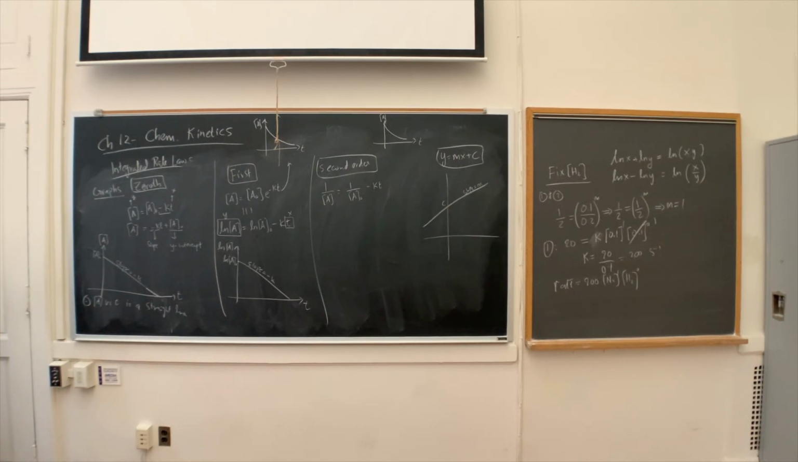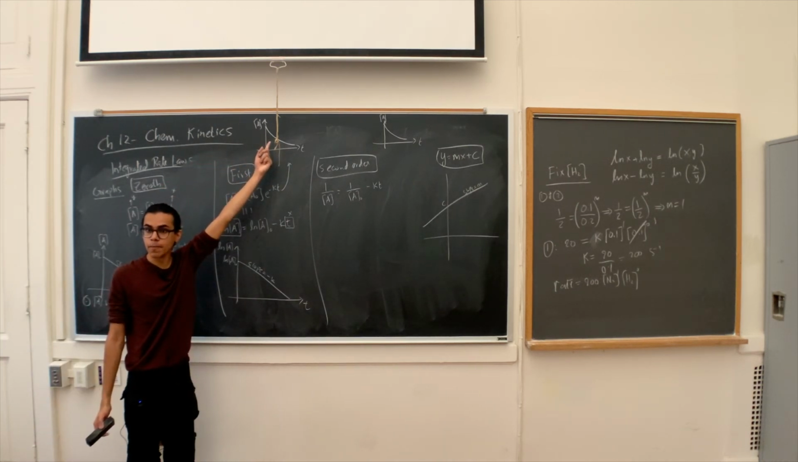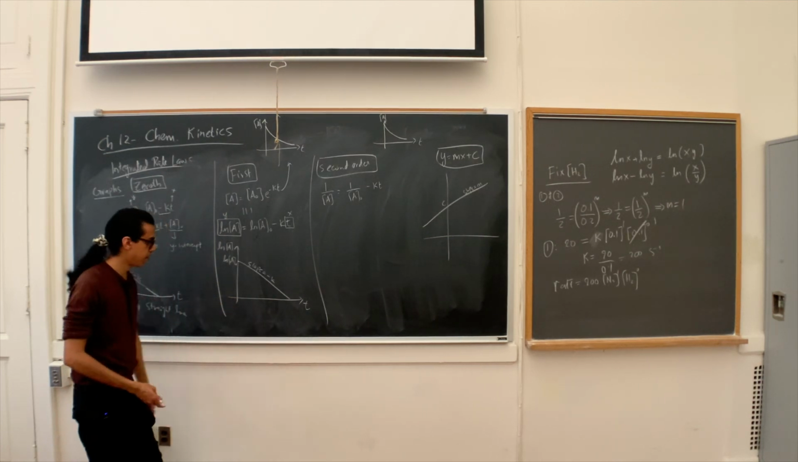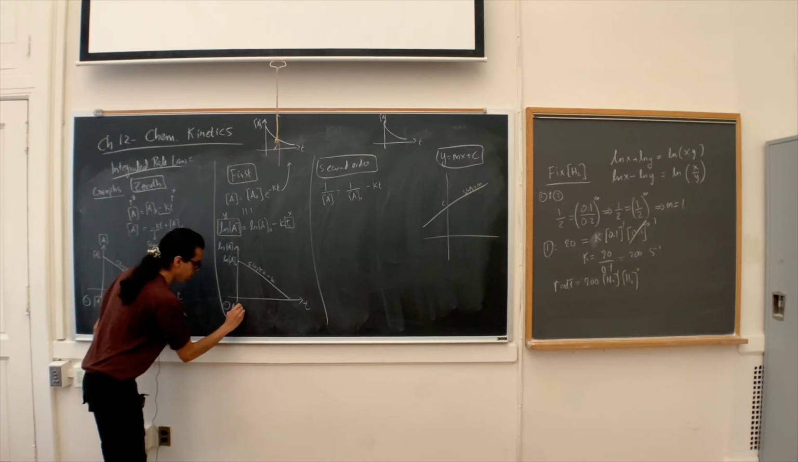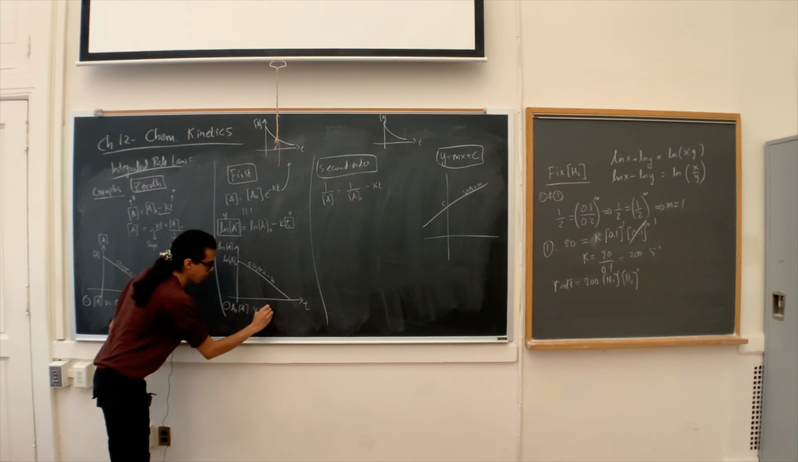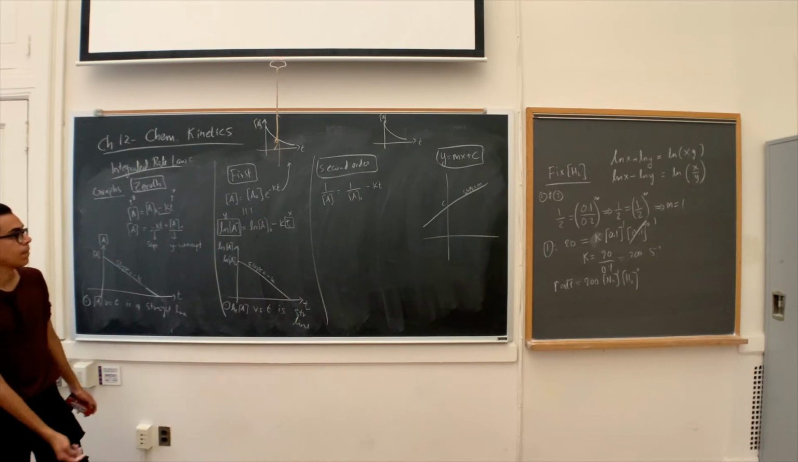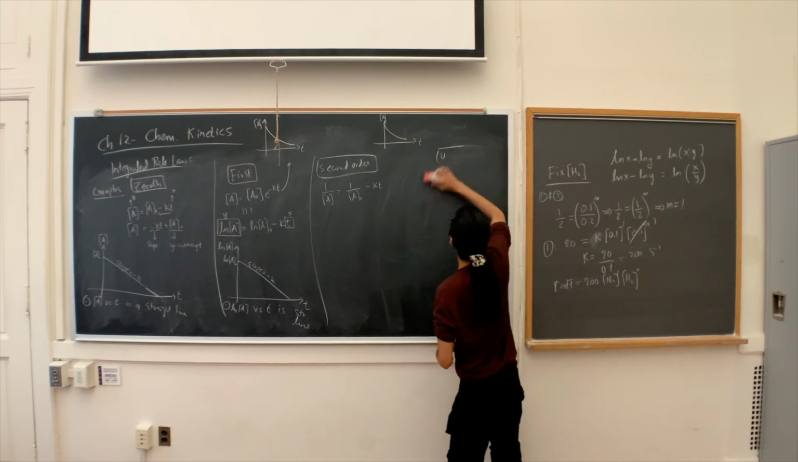Okay. Notice the big difference. A versus t is not a straight line. Ln of A versus t is a straight line. Okay, that's the key difference. So, okay, last part, second order.